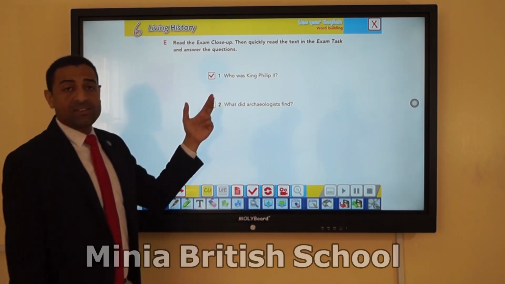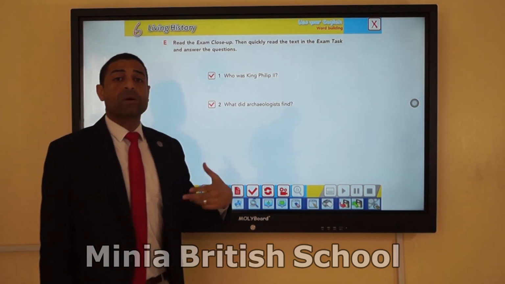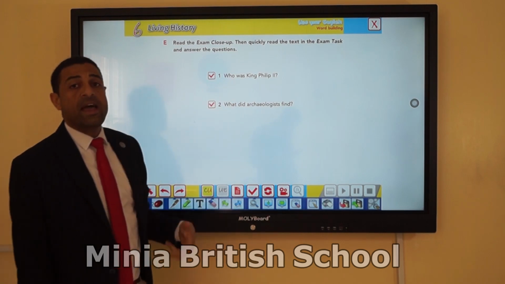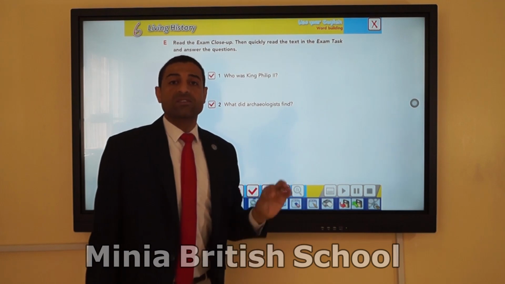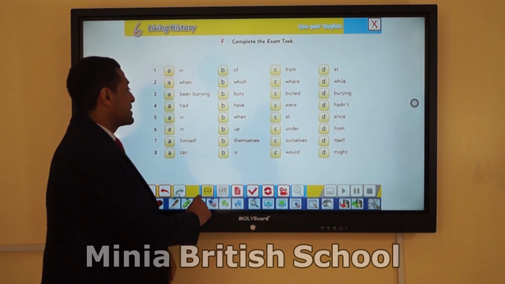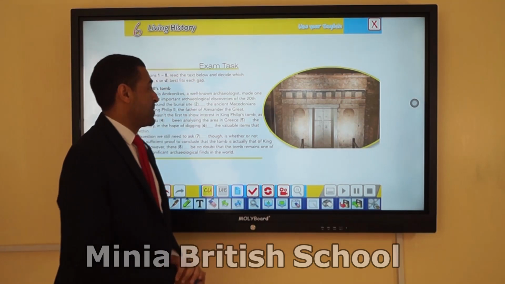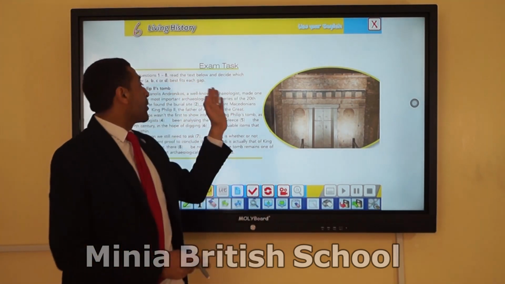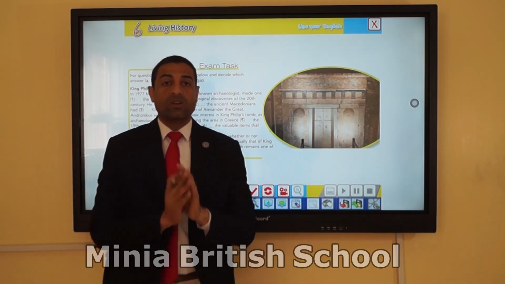Here we are going to read a text about King Philip II, and we will answer some questions about this text after we finish it, like these two questions, and during reading, we will fill any space with the correct words. And this type of text is MCQ, multiple choice question. But here, they are not separated sentences. They are in a text. So here we have a strategy to answer this one.